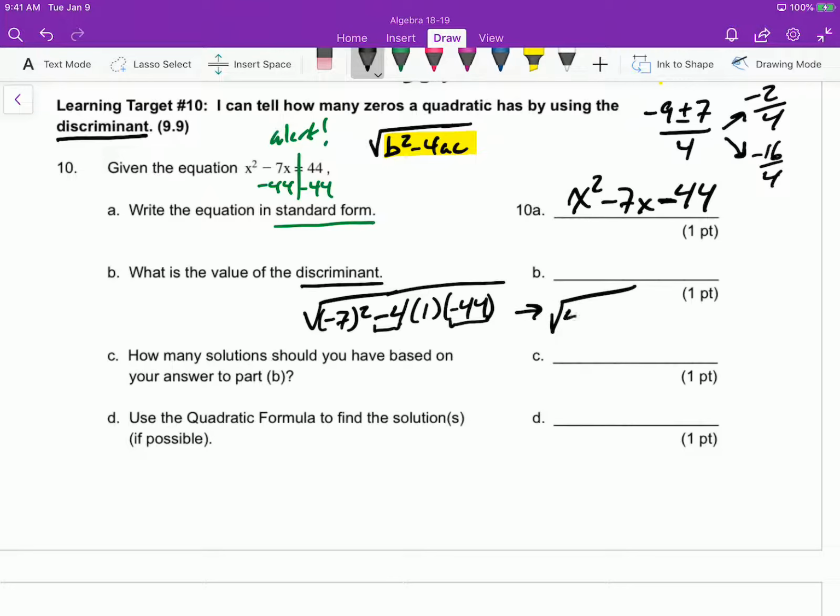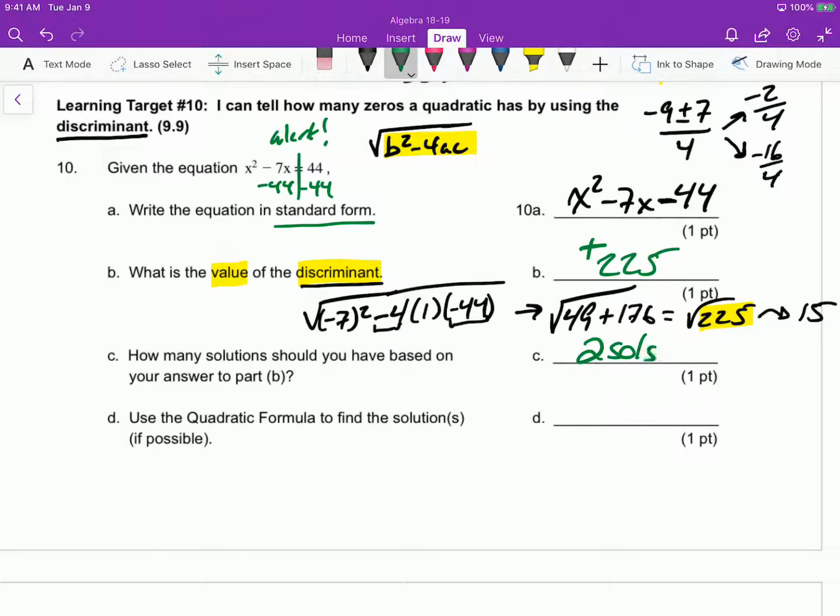So I get the square root of 49 plus 44 times 4. I'm blanking on that one second. So that's 176, and so you add those and it equals the square root of 225, which we know actually would work, and that's 15. But when it says the value of the discriminant, it's actually just talking about what you calculated on the inside. So that would be just that 225. And since, keyword, that's a positive, you know you'll be able to continue and get two solutions.